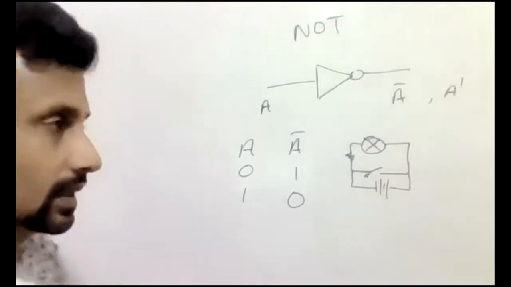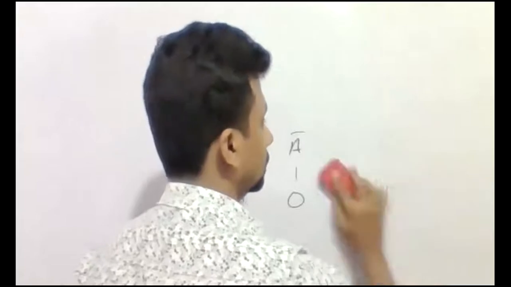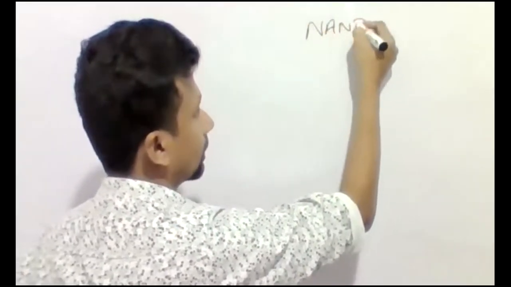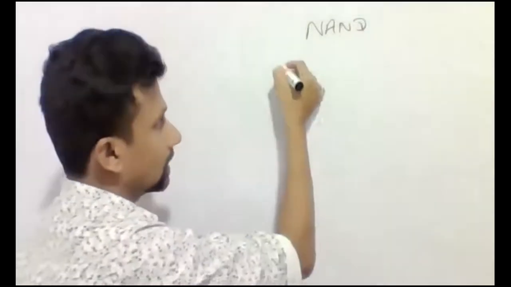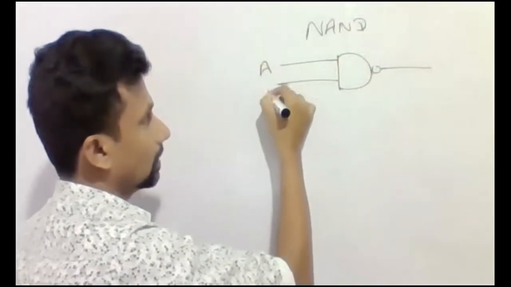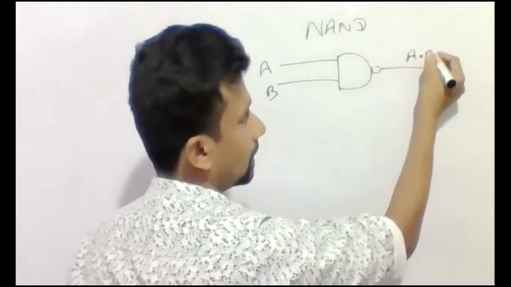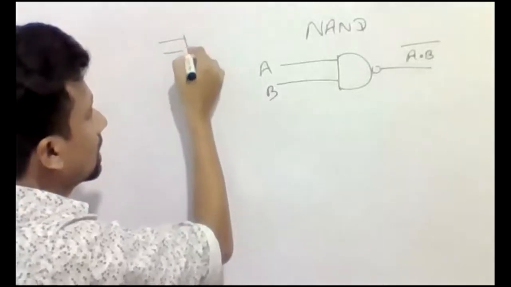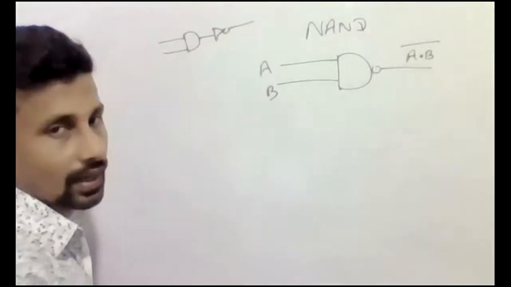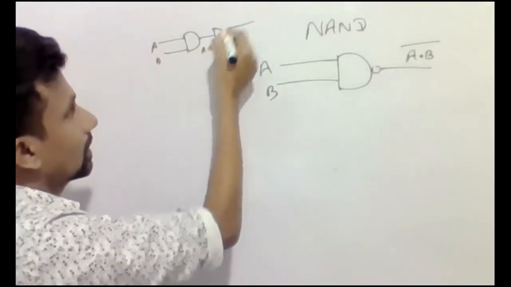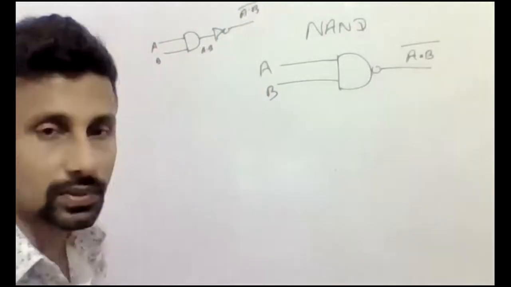Okay, we'll see another gate. This is called the NAND gate. It looks like this. If you input A B, your output will be (A dot B) whole thing dash. Actually, it contains an AND gate and a NOT gate. By using AND and NOT gates, it has been developed. If you get A dot B here, when it goes here, it becomes (A dot B) dash. That's how it is composed.